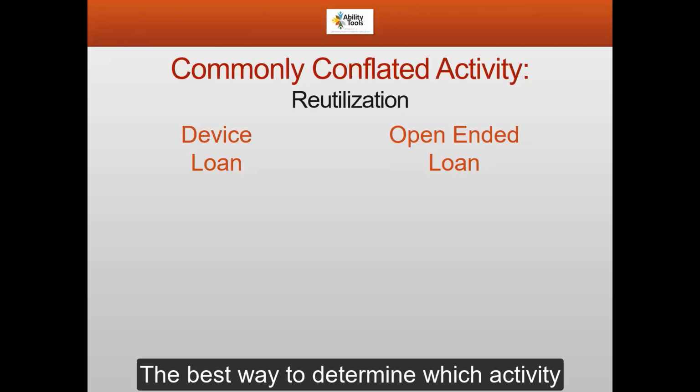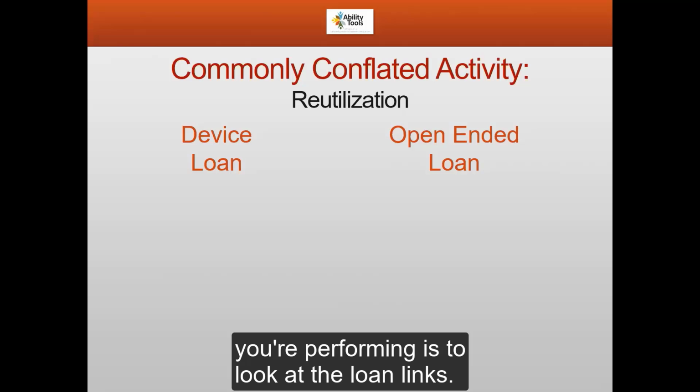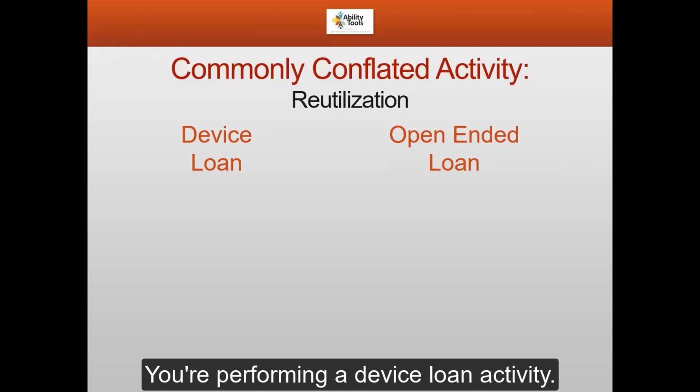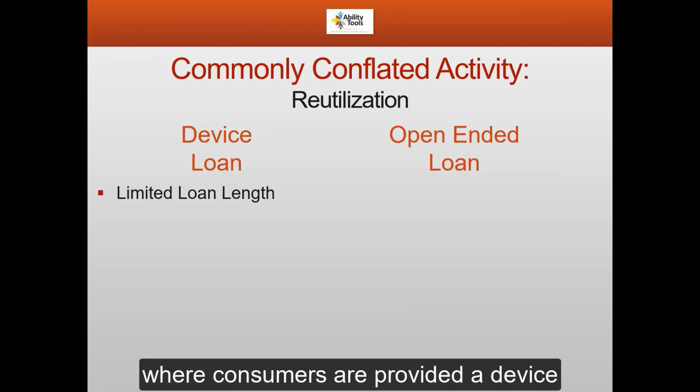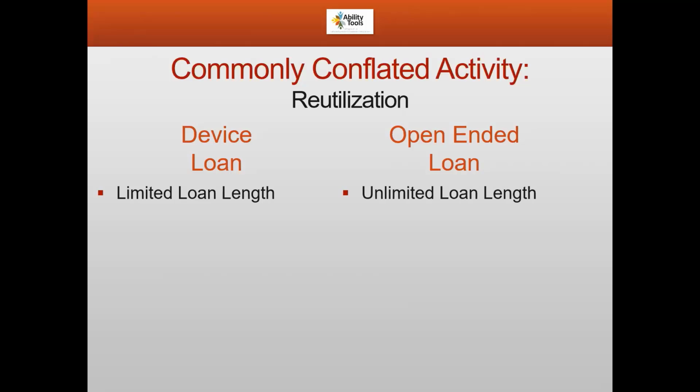The best way to determine which activity you're performing is to look at the loan length. You're performing a device loan activity if the device has a definite limited loan end date. This is versus an open-ended loan, where consumers are provided a device with unlimited loan length.